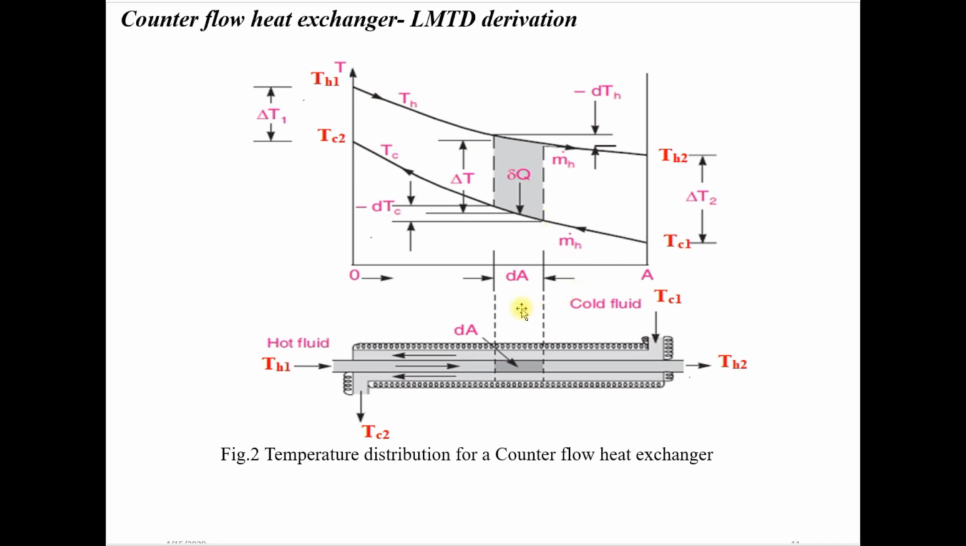Then again, we have to consider a small elemental area dA. The heat transfer for that is delta Q. The temperature difference for the elemental area is delta T, that is Th minus Tc.